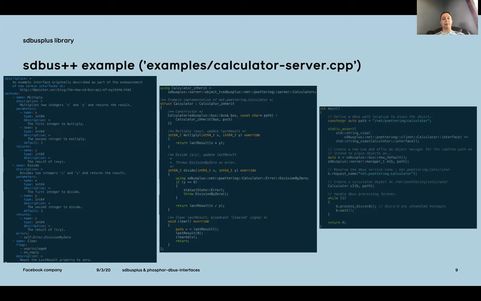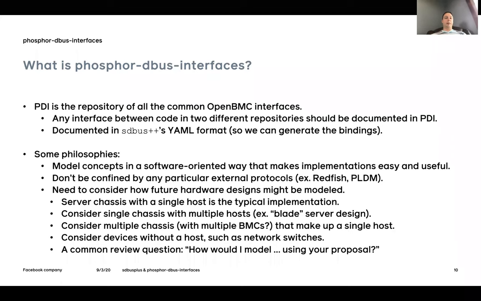All right, like I said, this example is in the code repository already, if you want to play with it and explore it in more detail. The next repository that we have is called phosphor-dbus-interfaces. So what is that? It is the repository of all the common OpenBMC interfaces. Those are documented in that YAML format that I showed on the last screen. If you look at it, it's mostly just a whole bunch of YAML files.